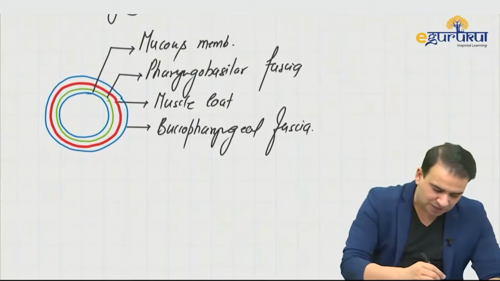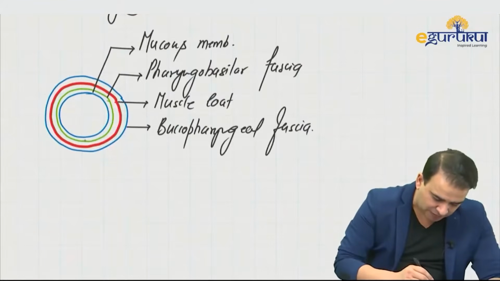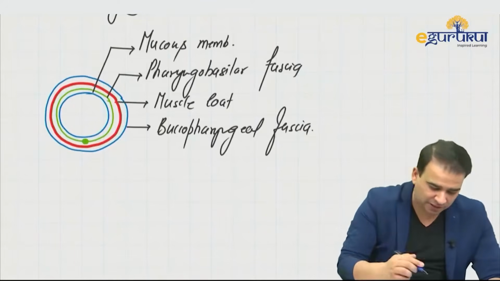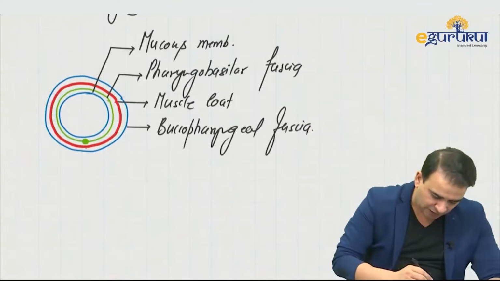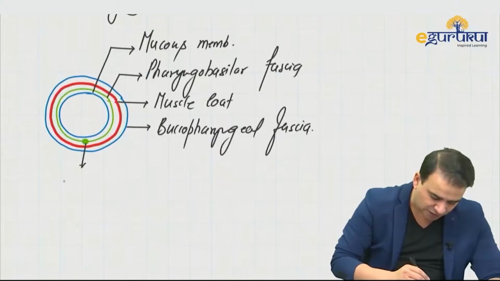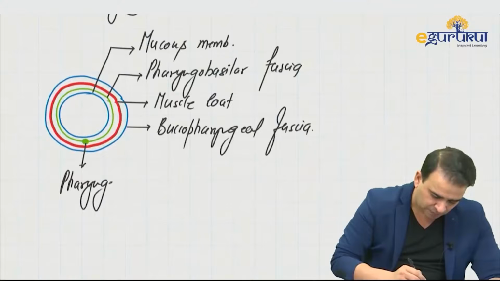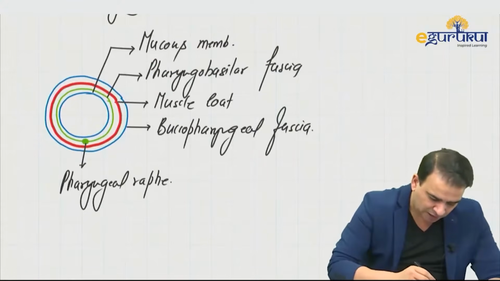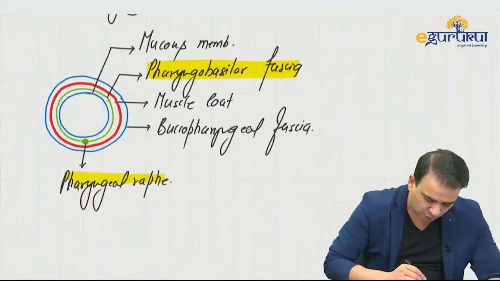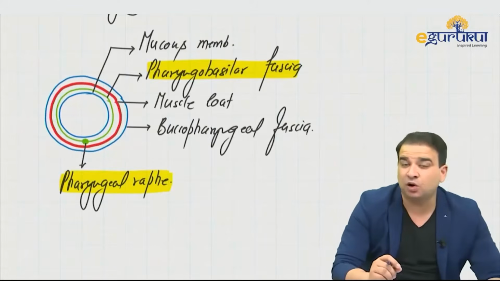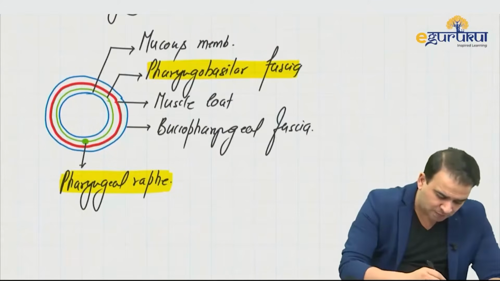Now on the posterior aspect of this pharyngobasilar fascia, there is a longitudinal thickening, and that is called the pharyngeal raphe. So please remember, it's the pharyngobasilar fascia which on the posterior wall will form a linear thickening, called the pharyngeal raphe. What is the importance?